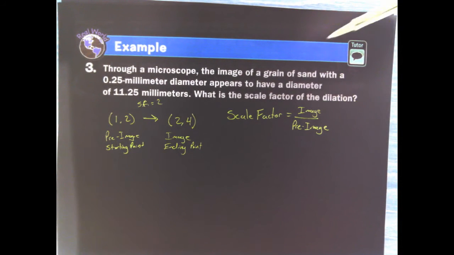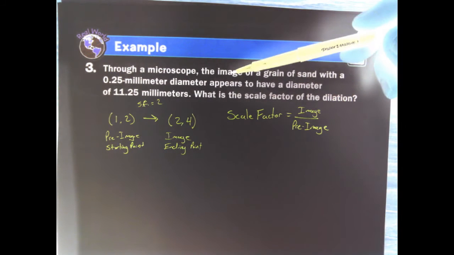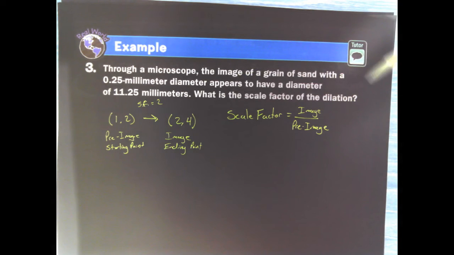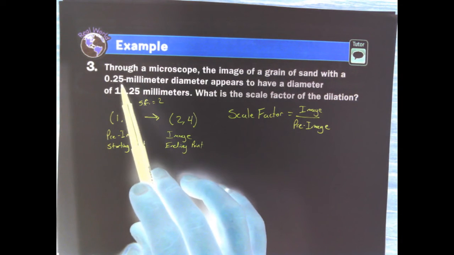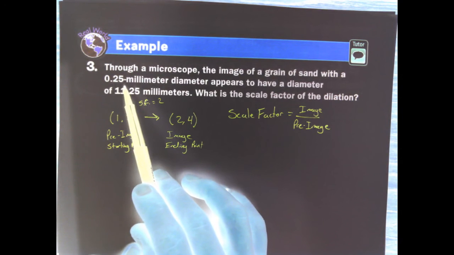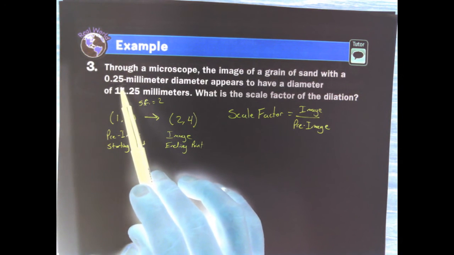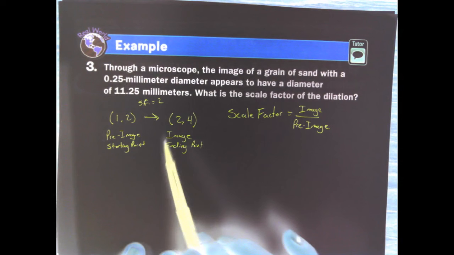So if we take a look back at our example now, the image of a grain of sand with a 0.25 millimeter diameter appears to have a diameter of 11.25 millimeters. The way it's written, it's hard to tell which one's the image and the pre-image, because they talk about the image of a grain of sand. To me, when I read that, I think the starting point, the pre-image, is my 0.25. That's what it actually is. Through the magnification or the enlargement of the microscope, this is what it looks like. So that would be the image.